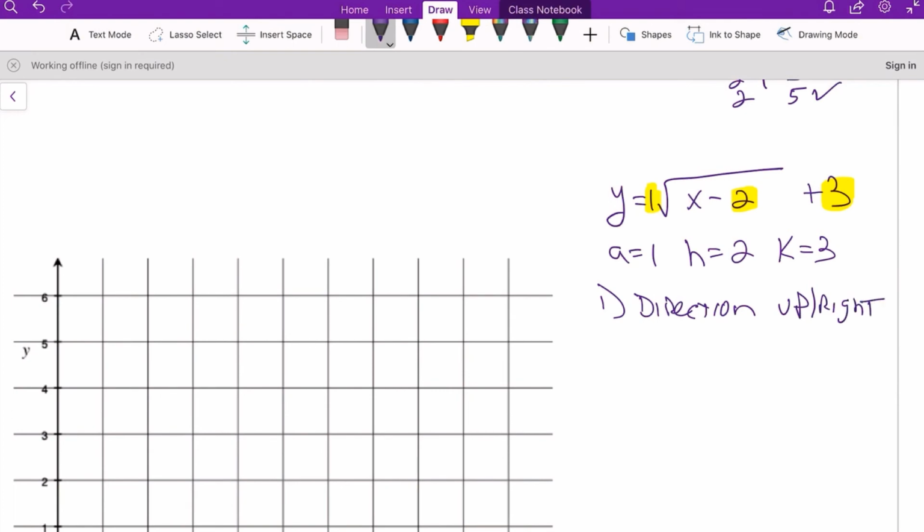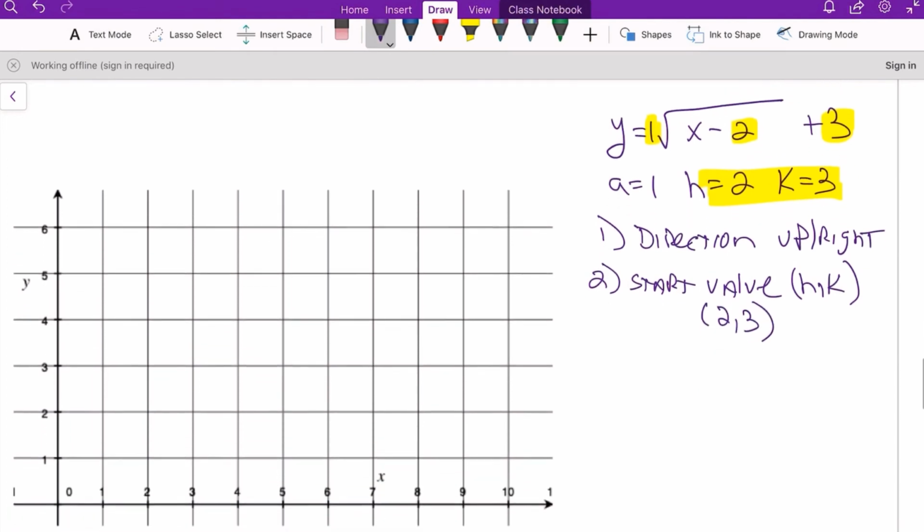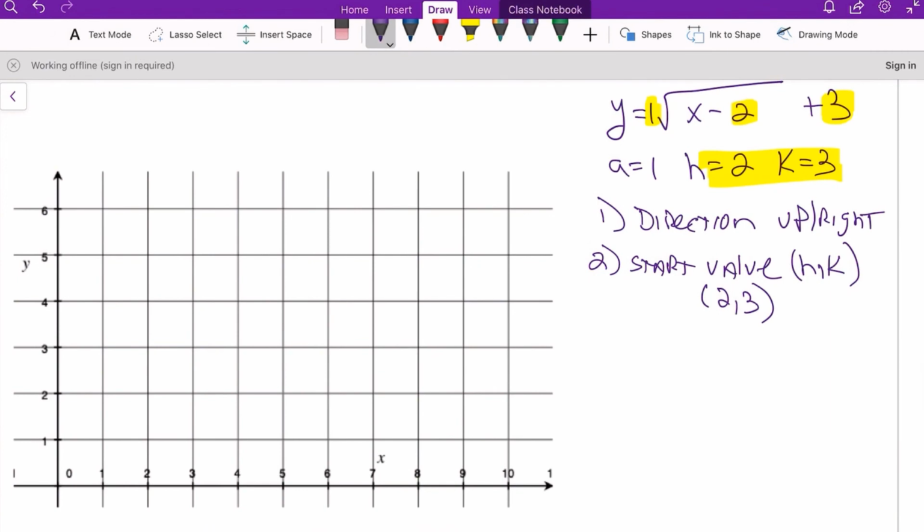Okay? And the next step we're going to do is the start value. So that will be my h and my k, once again. And then we said h and k was 2 and 3. So this will be 2 and 3 will be the start value. I'm going to put that on the graph. Just going to move this up just a little bit. We have 2 comma 3. And then all we need to figure out is the steps.